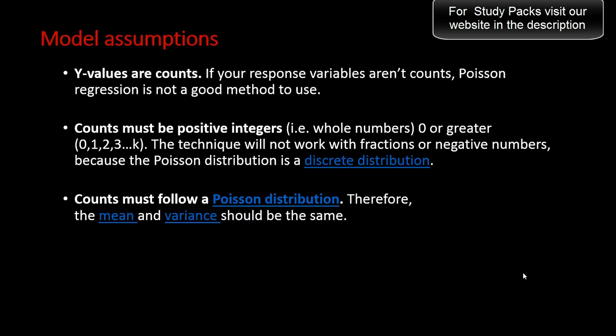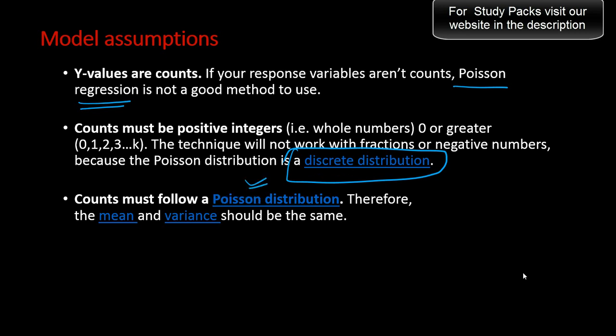We have a few assumptions here, and I think we have already discussed a few of them. The y values are counts, so that should always be a count. Otherwise, there's no reason to use a Poisson regression if it is not a count of something. A count must be non-negative, so you cannot have negative numbers, and it's a discrete distribution. It has to be a whole number, 0 or greater than 0. The count should follow a Poisson distribution.